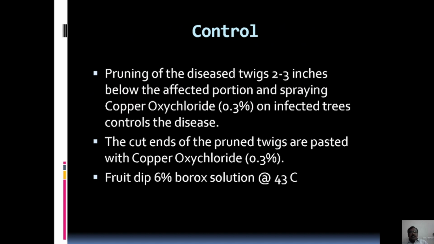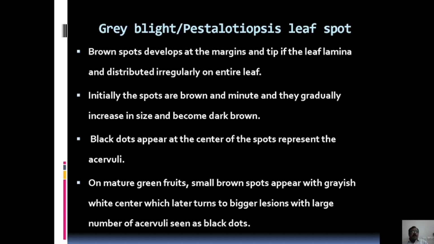To control this disease, prune out the infected twigs and apply copper oxychloride at the rate of 0.3% on the infected trees. The affected portions must be pruned, and the cut ends should be protected with the copper oxychloride. Fruit dipping in 6% borax solution, keeping it at 43 degrees Celsius, is also helpful in reducing the incidence on the fruits.